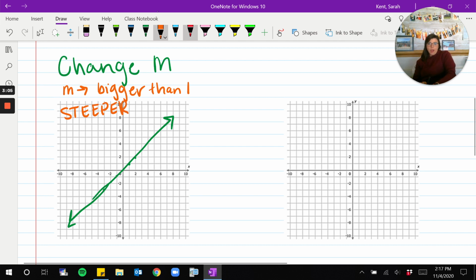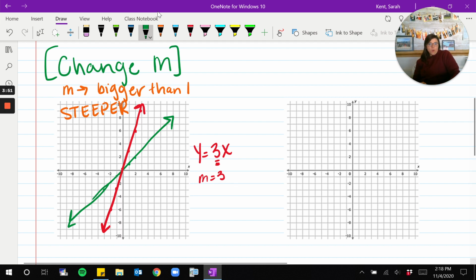So for example, if I had an equation y equals 3x, here my slope is 3, so my graph would get steeper. So my graph would look something like this. So it's turning up to get steeper. So that's if our slope is bigger than 1 for changing our slope.